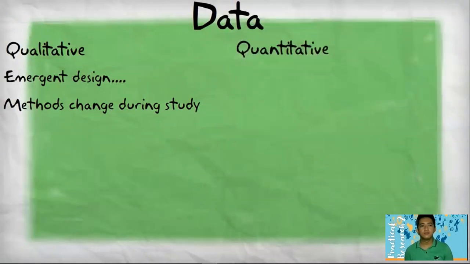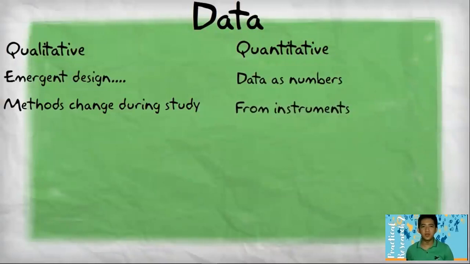The data for quantitative research is in the form of numbers. These numbers usually come from what people check off on instruments, which are surveys, questionnaires, or observational checklists. So qualitative research looks at words, quantitative research looks at numbers.